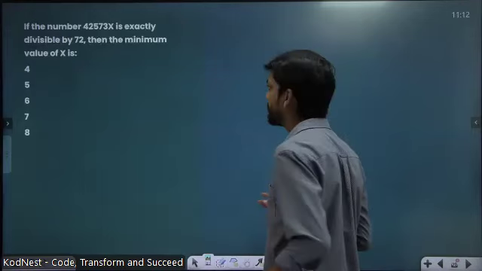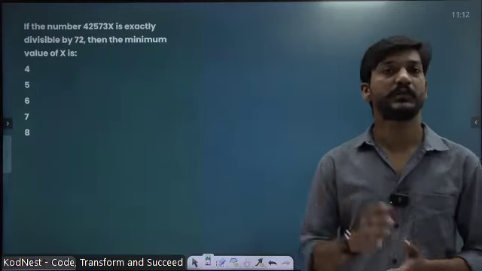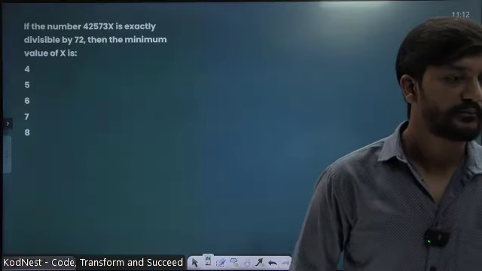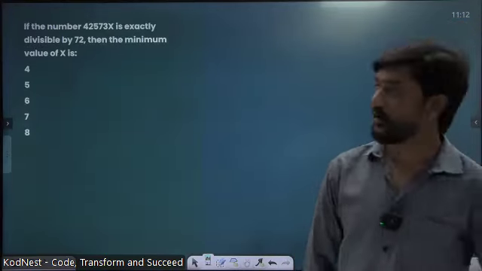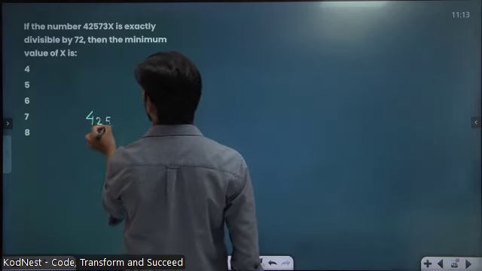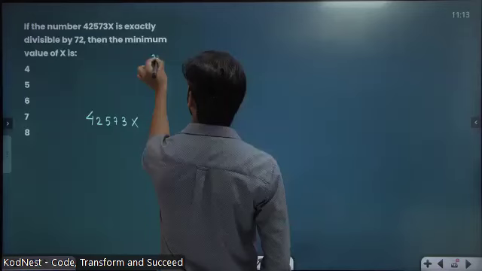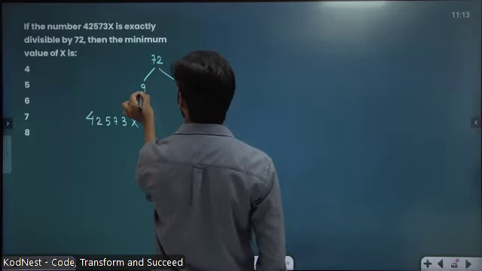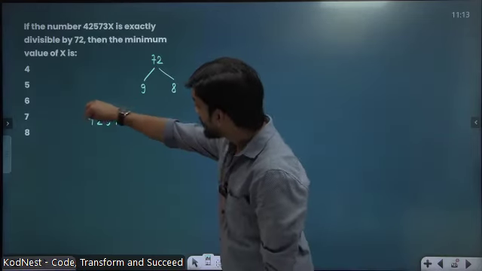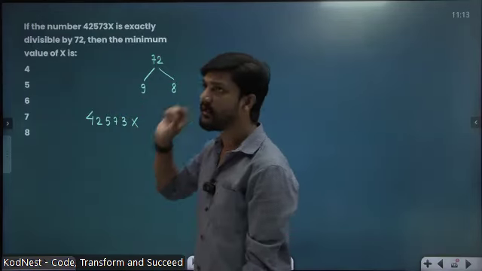All right. So carefully answer, please. For 72, which two numbers will take? 8 and 9. Okay. 8 and 9. So 4, 2, 5, 7, 3, x. We are dividing by 72. So I will have to take 9 and 8. All right. My dear, in this question, there is one single number. So this one single number has to take the responsibility of 9 and 8.